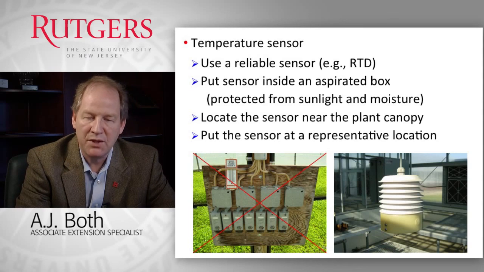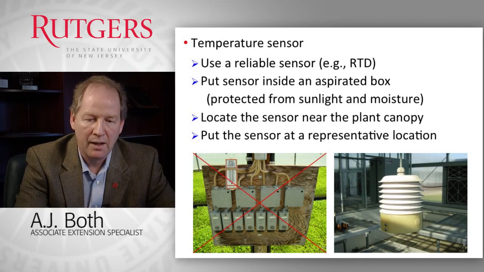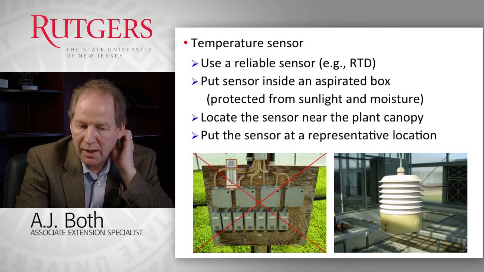We want to put that sensor at a representative location, so we don't want to put it somewhere near a door or near an end wall. We want to put it somewhere that represents the conditions very well, and we want to put that sensor near the plants. We don't care too much about the temperature near the floor or in the peak of the greenhouse, near the roof of the greenhouse, when the plants are grown on benches, for example. So you want to put it where we get a good representative measurement as well as where the plants are located. The picture on the bottom shows you here what not to do.